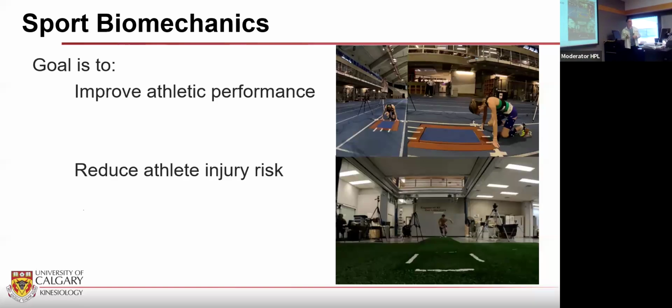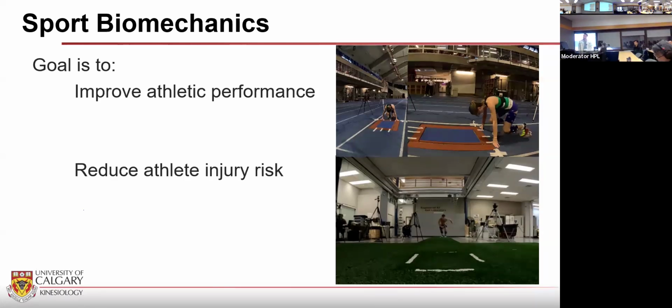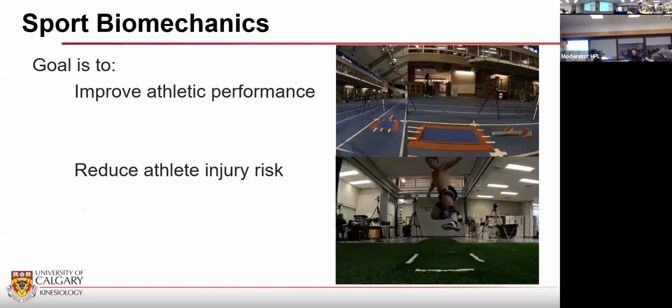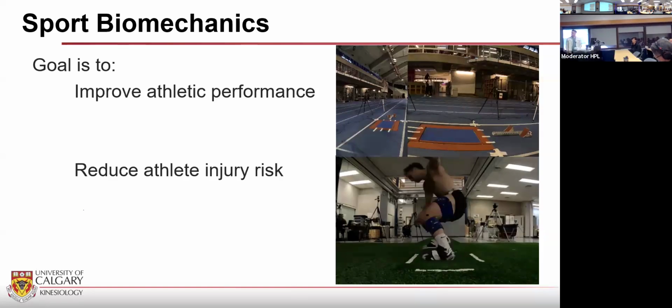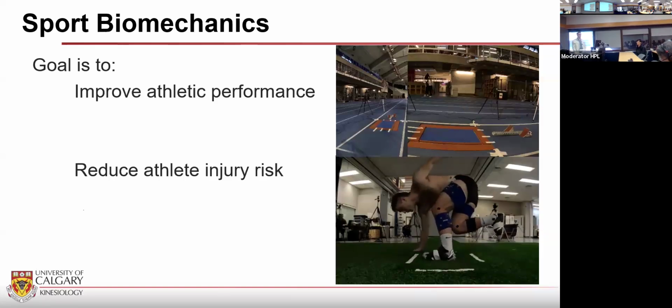So for those unaware, I know I've been here a while, but I just started as an assistant professor. My main area of research is in sport biomechanics. And really the goal of my research is to either improve athletic performance, as shown here during some sprint studies we've done, or to reduce athlete injury risk, as shown down here. So the video is a little blurry, but the goal is to try to prevent athletes from becoming injured.